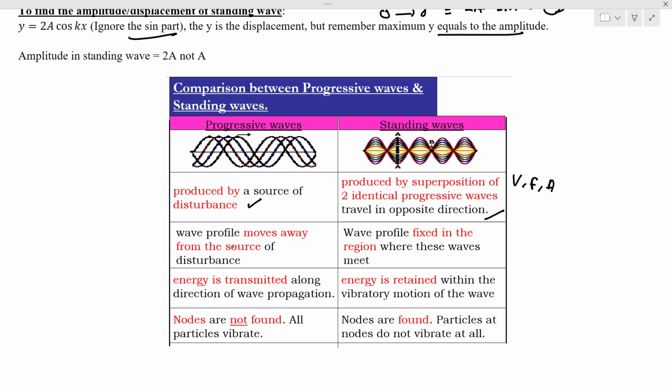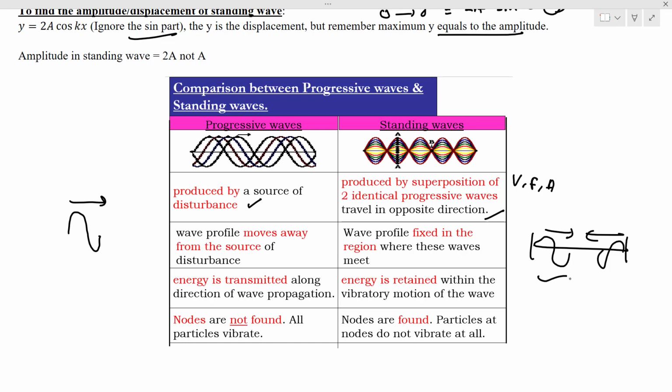Wave profile move from the source of disturbance. Contoh you baling batu dekat tasik yang tenang, ombak dia macam tu. So dia keluar daripada disturbance dia. Ini wave profile fixed in the region where the wave meet. So dia macam tali tu, ombak dia akan bertemu gitu. Okay, bertemu gitu. Energy is transmitted along a direction of propagation. Maksudnya contoh kalau you tepuk tangan, okay, sekejap je lepas tu tenaga bunyi tu hilang. So it's transmitted bila ombak tu bergerak.